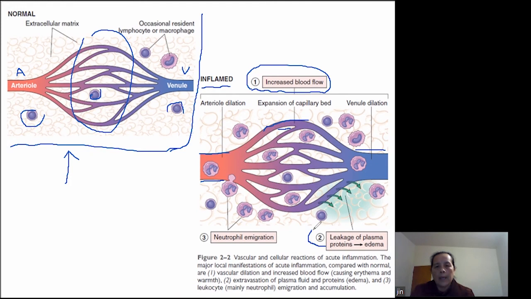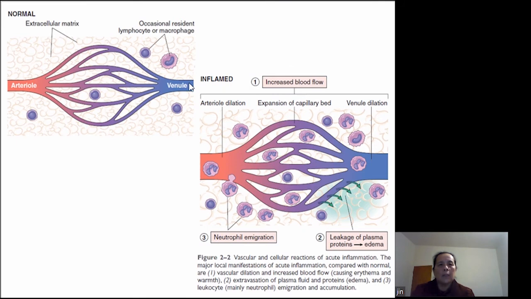And secondly, some liquid and blood protein come out from the blood vessel. And the third step, some neutrophils, more white blood cells, come out from the blood circulation. You can see the model here. They move from the blood vessels to outside of the tissue. So now you can see more cells locally. That is the basic simple picture when we're talking about acute inflammation.